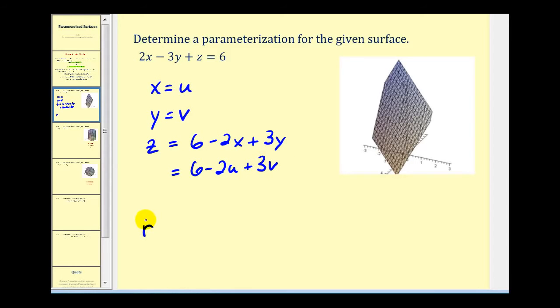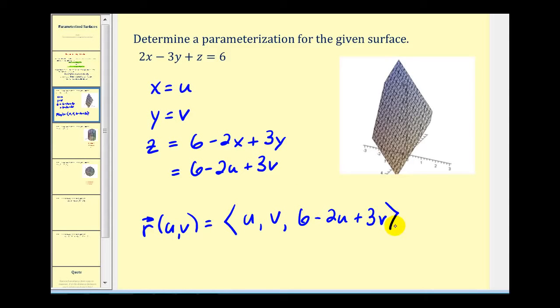So we can now write the surface as a vector valued function in terms of u and v, where the x component would be u, the y component would be v, and the z component in terms of u and v would be 6 minus 2u plus 3v. Well, that one was pretty straightforward. Let's go and take a look at a couple more examples.